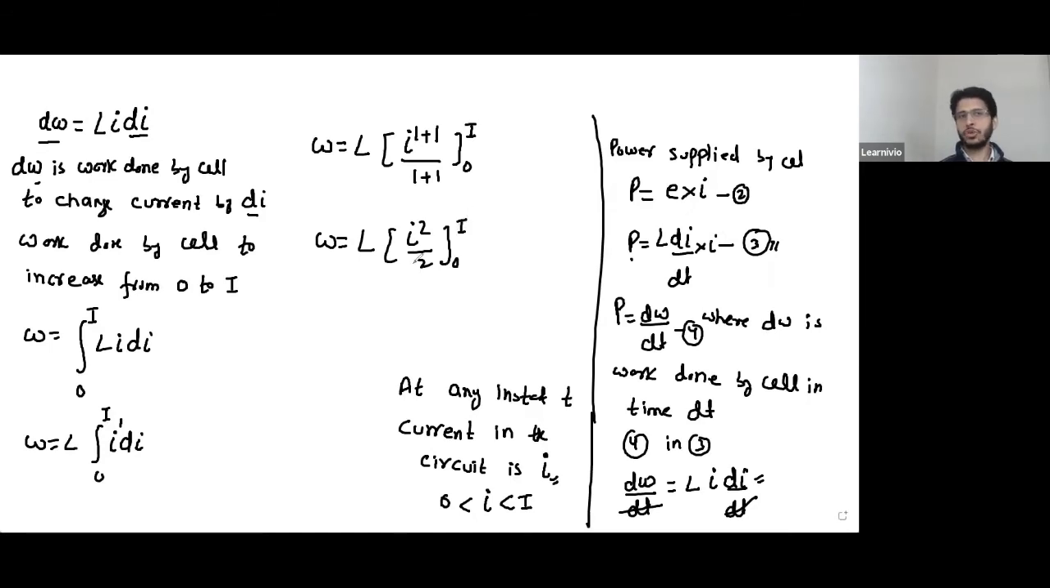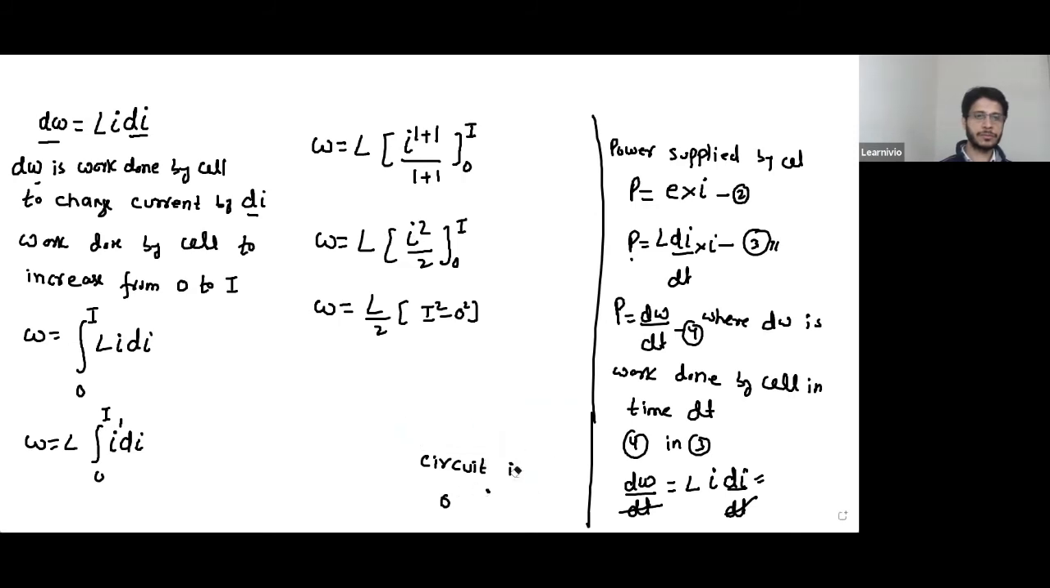The next step, you can take this 2 outside. So work done is L by 2, I square minus 0 square. So the work done comes out to be half Li square. This is the work done by the cell in increasing the current from 0 to I value. Once this current reaches its maximum value, then self-induction will stop playing its role. Cell will not do any further work.